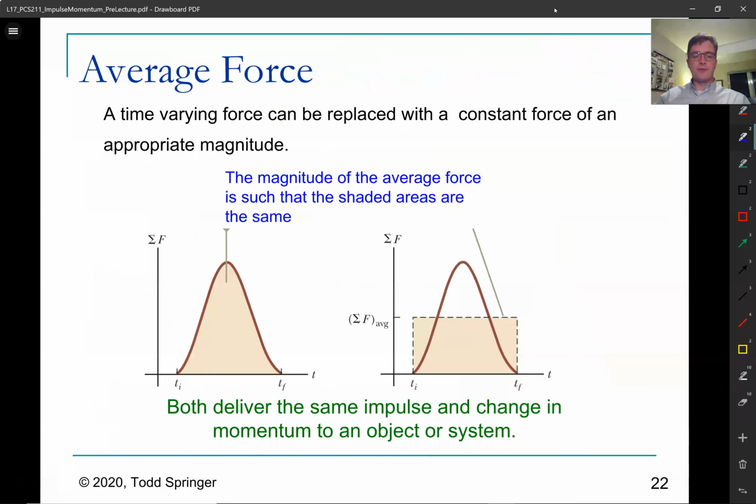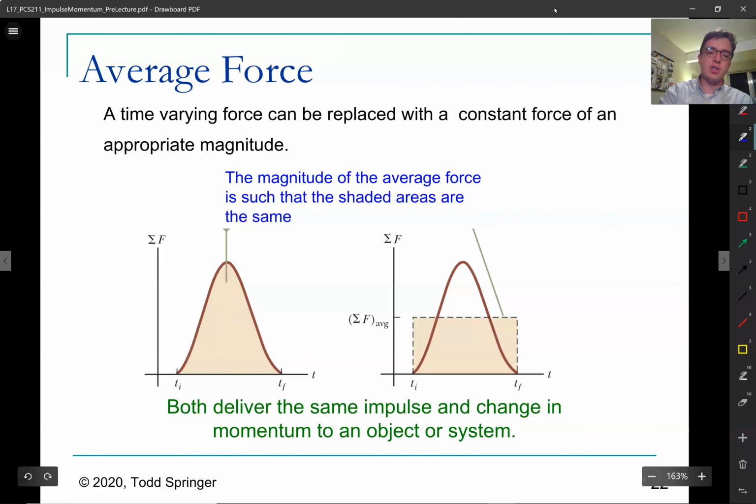Suppose you have a changing force, like the one that's shown on the left there, and you want to know what's the average force that was acting on the object. What you can do is replace this changing force with a constant force, provided that the constant force changes the momentum by the same amount as the changing force. So if I want to make it an average force, I want to figure out what's the average force during this time interval.